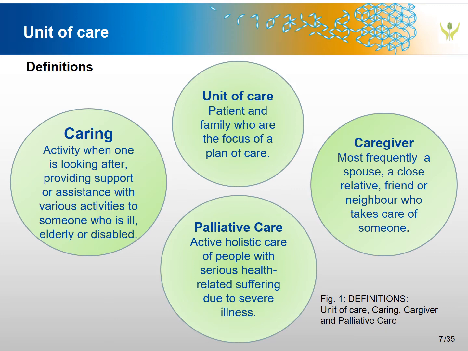The term caregiver is used to name someone who looks after and takes care of the physical and emotional needs of a disabled person. Caregiver is usually a spouse, a close relative, friend or neighbor. The term unit of care is used to describe a system that consists of the patient and their family, who are the focus of a plan of care. The term palliative care is the active holistic care of individuals across all ages with serious health-related suffering due to severe illness, and especially of those near the end of life. It aims to improve the quality of life of patients, their families and their caregivers.